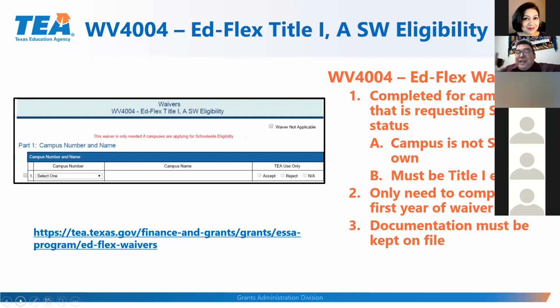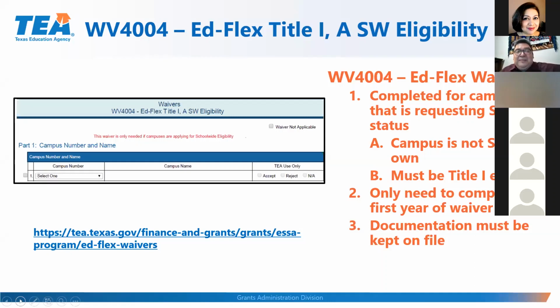And we only have a few LEAs that complete this from year to year. If the campus is above 40%, there is no need to even fill in this information and complete it and save it. It's only if you're applying for school-wide eligibility on a campus that cannot be school-wide on their own, the first time, for the first year.